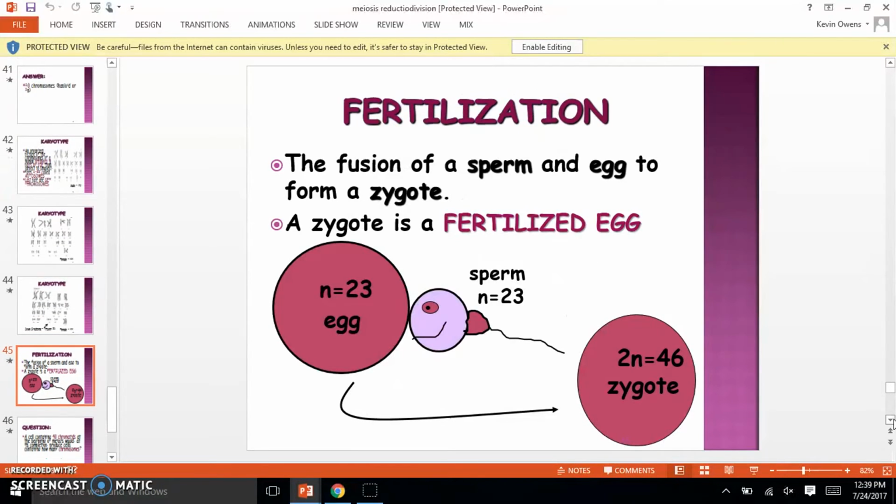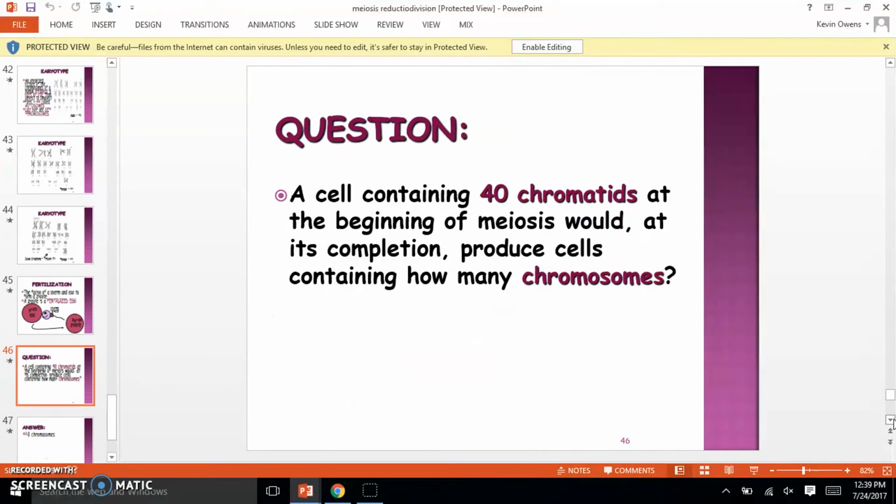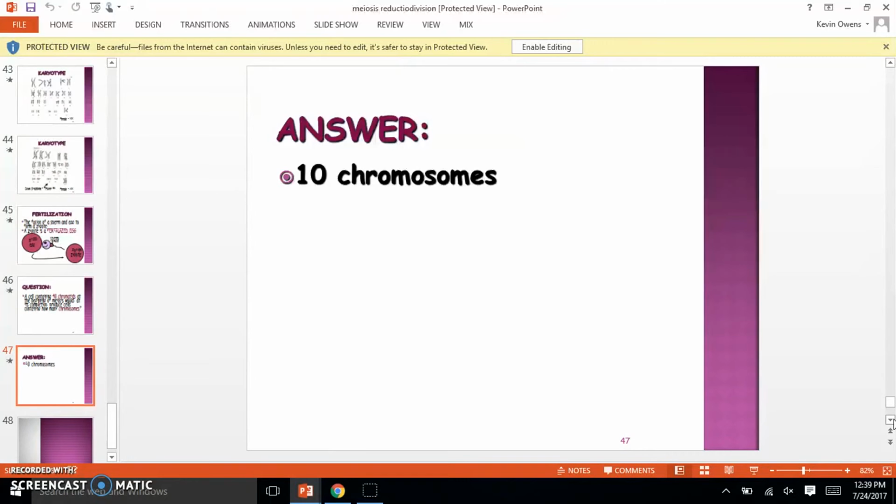Fusion of sperm and egg forms what's called a zygote. A zygote is a fertilized egg. A cell containing 40 chromatids at the beginning of meiosis would, at its completion, produce cells containing how many chromosomes? 10.